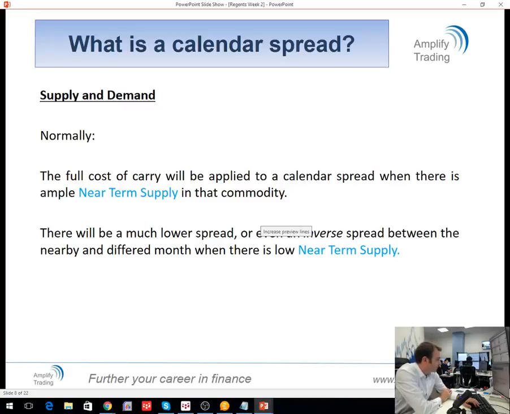However, there'll be a much lower spread, or even an inverse spread, if the near-term supply of oil is minimal. If there's a very low availability of supply now in the commodity that I'm looking to trade, then it will have what we call an inverse cost of carry, or something called a very high convenience yield. This is where we're going to get onto contango and backwardation.